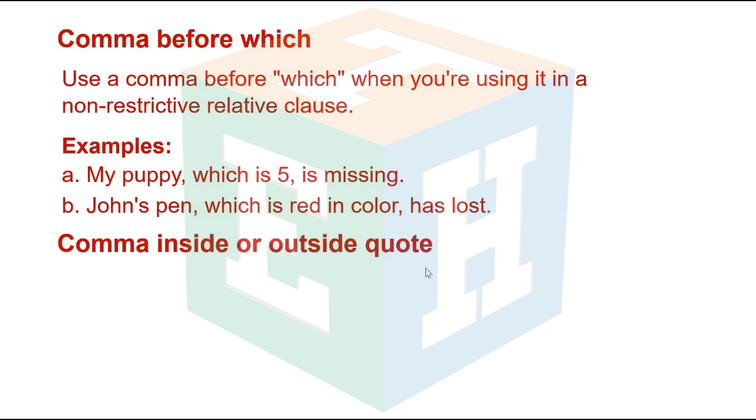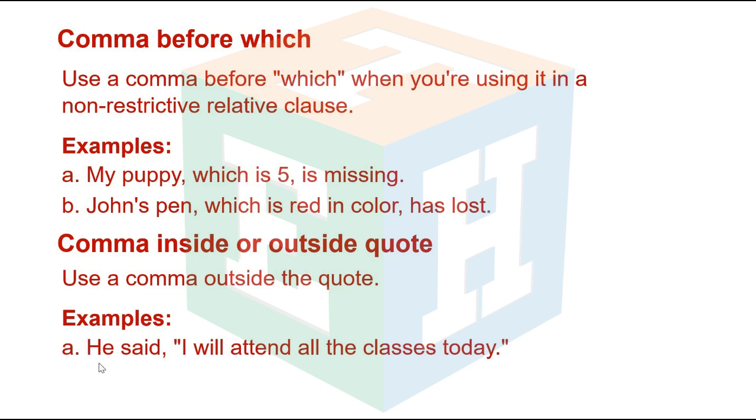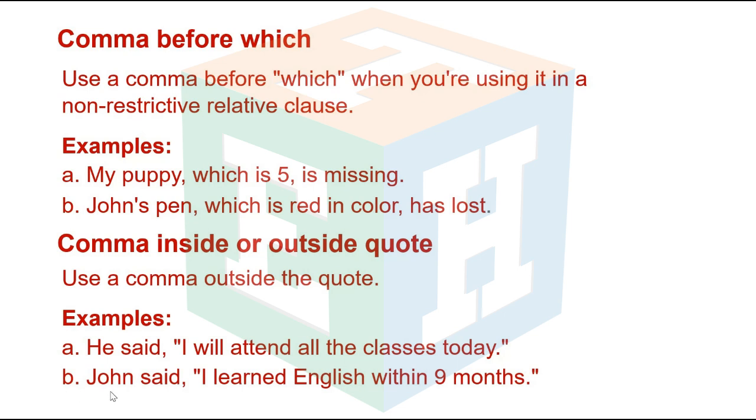Comma inside or outside quotes. Use a comma outside a quote. Examples. A, he said, I will attend all the classes today. B, John said, I learned English within 9 months.